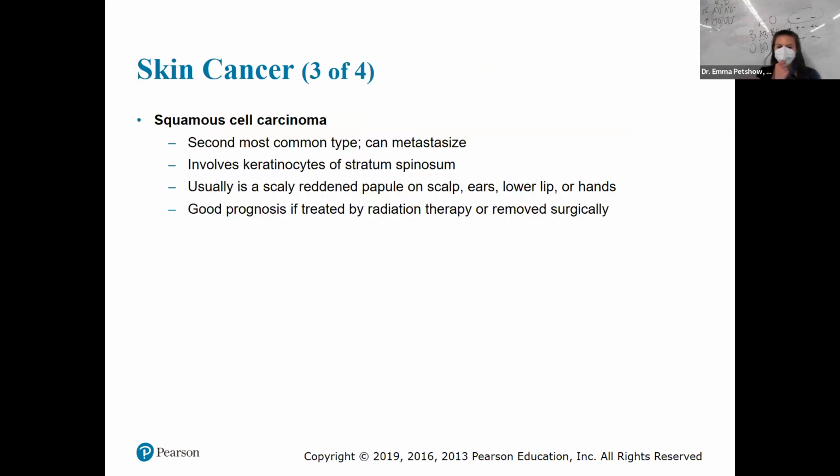Then we have our squamous cell. This is the second most common, and it's more dangerous because it can metastasize. It involves the keratinocytes of the stratum spinosum. Typically seen more on scalp, ears, lower lip, or hands, but can be anywhere. And typically also good prognosis, but it's more dangerous because it can metastasize.